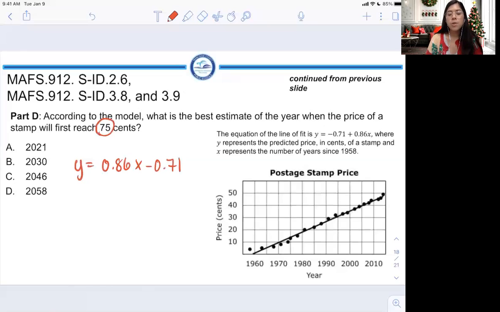Okay, so it wants to know when the price will reach 75 cents. Now, which variable represents money? Is it the y or the x?